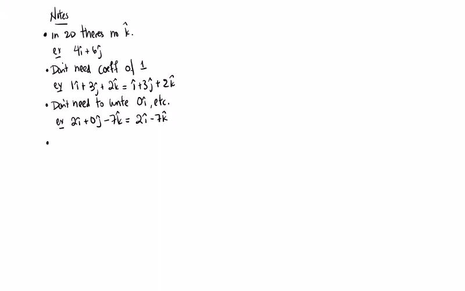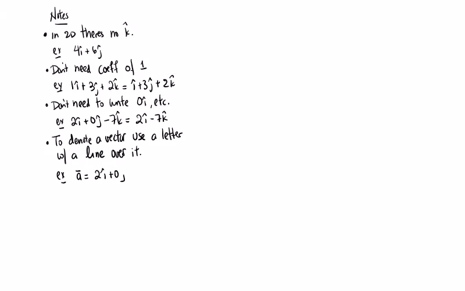And the last thing is the notation for vectors. In other words, to denote a vector, use a letter with a line over it. So what I mean by that, for example, I could say the vector A is 2i plus 0j minus 7k.